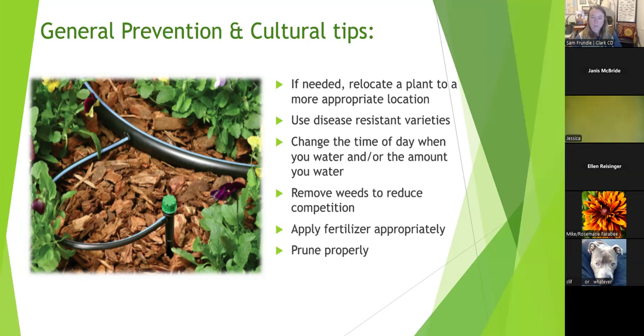Change the time of day when you water and the amount you water. Okay. Remove weeds to reduce competition. When a weed is next to a plant that you want, that is competing for all the resources, the nutrients and the water. So you're going to stress your plant out if you let the weeds grow around the plants that you want. Make sure you're applying your fertilizers appropriately and then pruning.